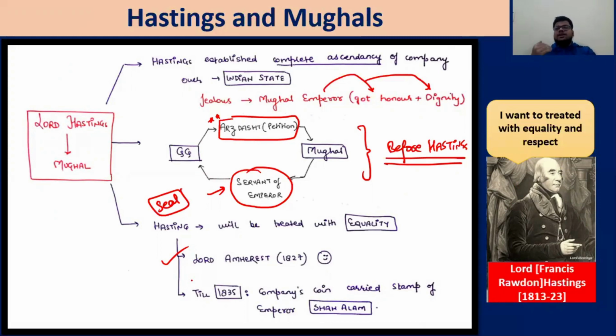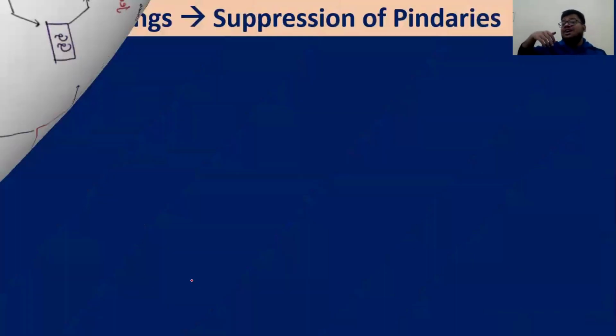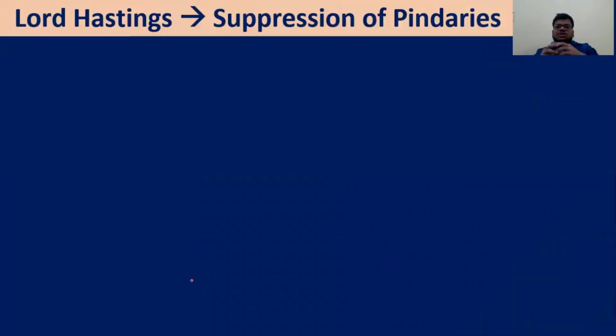Then till 1835, the Company's coin carried the stamp of the Mughal emperor, but after that, that stamp also finished. So the authority and dignity that the Mughal emperors enjoyed got lost in these times, and it was Lord Hastings who resented it and said that this will not go on.